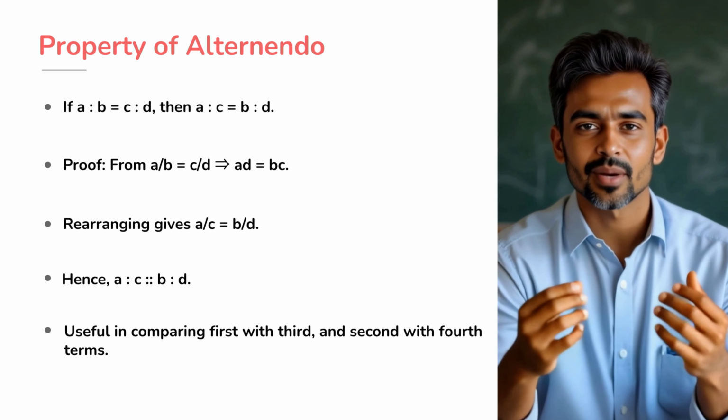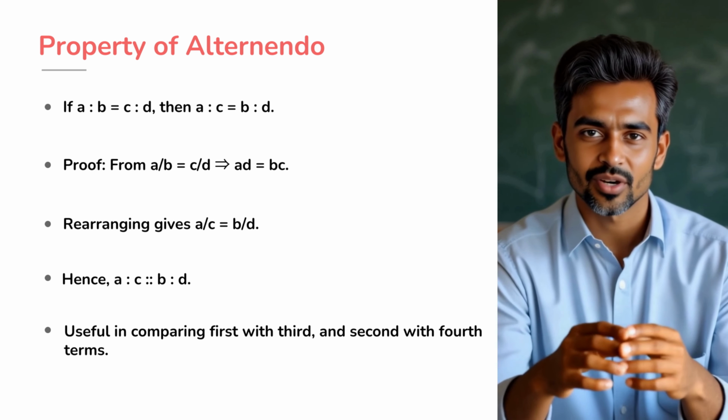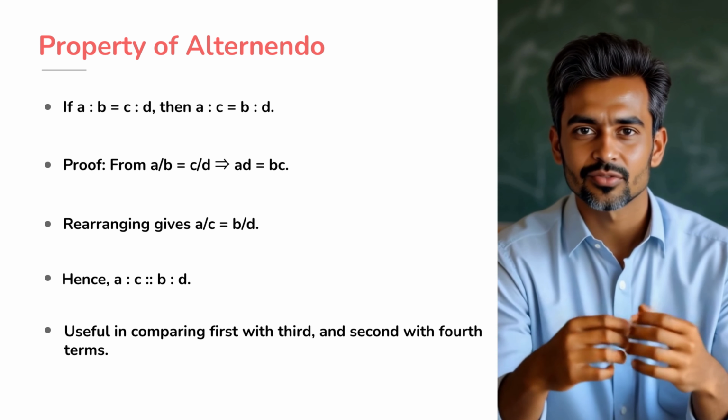Alternendo allows us to compare extremes with means across the proportion. This is useful when the problem connects the first with the third and the second with the fourth terms.